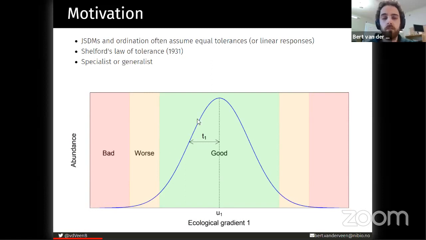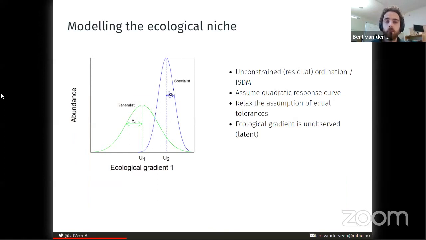So it's this idea of this graph here, where we have an ecological gradient on the x-axis and abundance or occurrence on the y-axis. U being the species optimum and T being the tolerance. And as you move further away from the optimum, the environmental conditions will be less suited for the species, up to a point where you won't find it at all anymore. So we want to model the ecological niche.